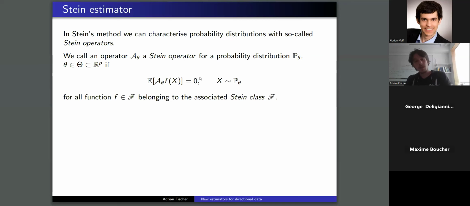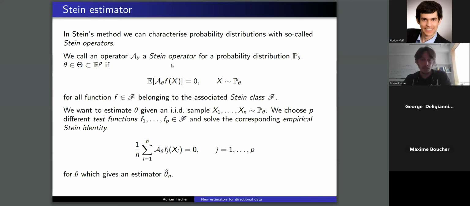Now how do we want to use the Stein operator for an estimation of the parameter theta? Well, let's say we have an IID sample, x1 to xn, distributed according to p_theta. Then we choose as many test functions as we have unknown parameters, in this case p test functions, f1 to fp, out of this function class. We apply the Stein operator to each of those test functions. We replace the mean by the empirical sample mean. And then we end up with p of these equations here, and these we just solve for theta. So it's very easy. It's basically just moment estimation that's happening here.